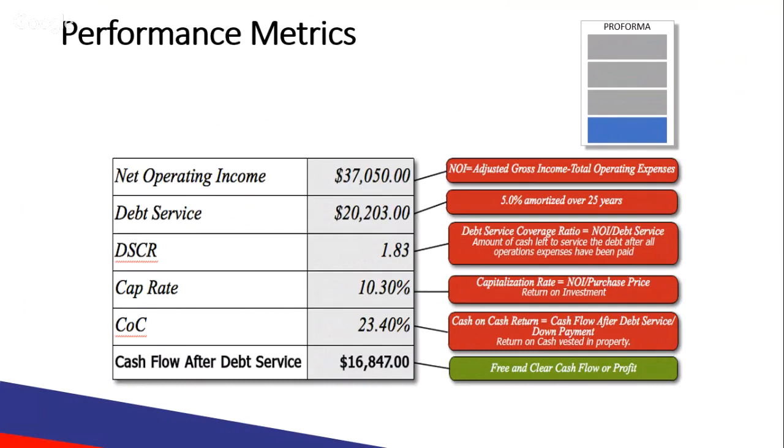And then finally, the last statement there is your cash flow after debt, and that is the effective cash flow after the debt has been paid. So after your mortgage payment has been paid, that is your free and clear cash flow. In other words, your profit. That is the money that actually goes into your pocket.